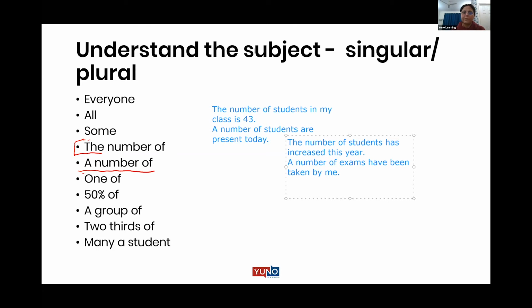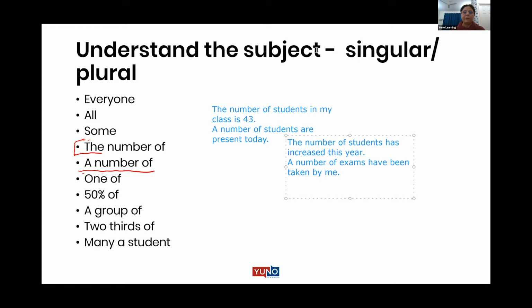Anyone else? Any other example? A number of 100 people were picked from the, no, we won't say a number of then. Just say 100 people. Or the number of people picked from the lucky draw was 100. A number of children are playing in the park. Yes, Ashpreet, this is correct.